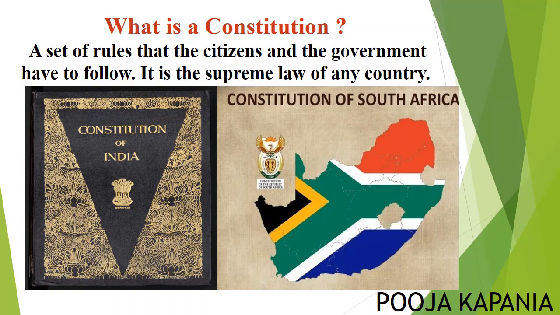What is a constitution? There are certain basic rules that the citizens and the government have to follow. All such rules together are called the constitution. As the supreme law of the country, the constitution determines the rights of citizens, the powers of the government, and how the government should function.